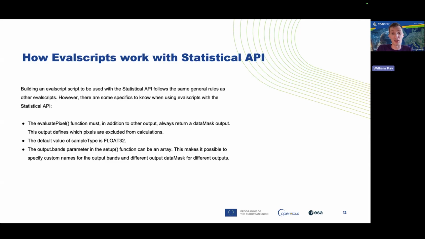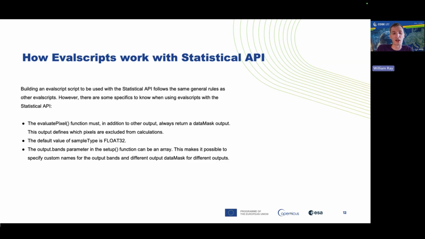Now let's look at Evalscripts with Stat API. So building an Evalscript with Stat API follows the same rules generally as Evalscripts with Processing API, but there are some specific things you need to note before you start building Evalscripts for Stat API. So firstly, the evaluate pixel function must, in addition to other outputs, always return a data mask output. This output defines which pixels are included or excluded from your calculations.